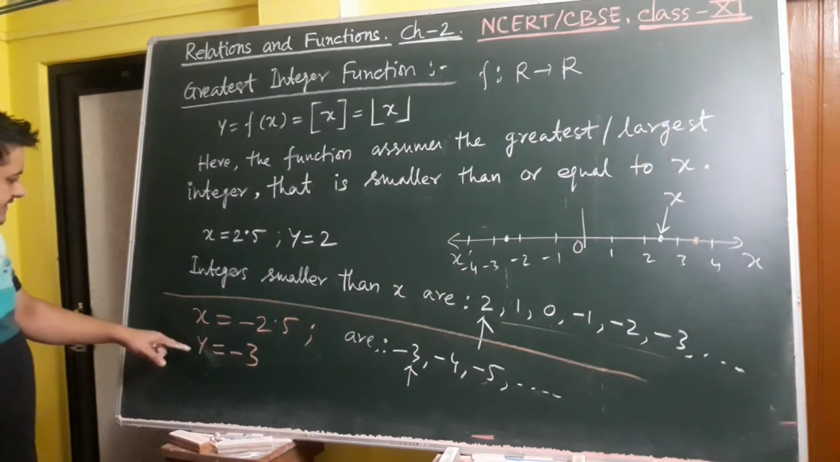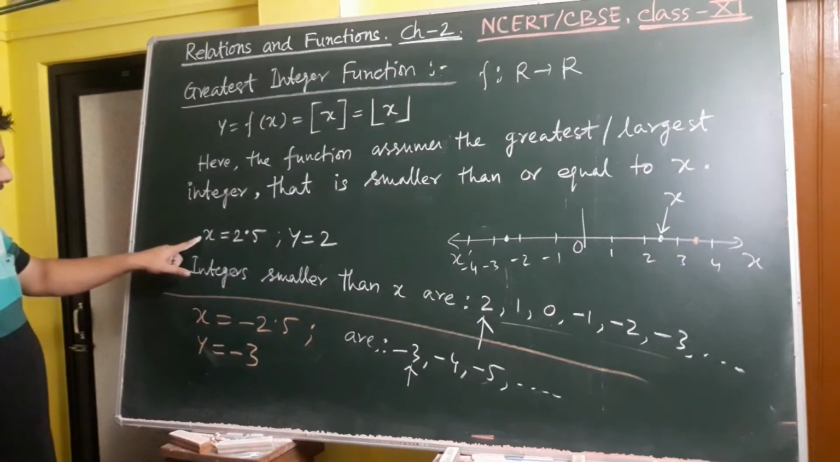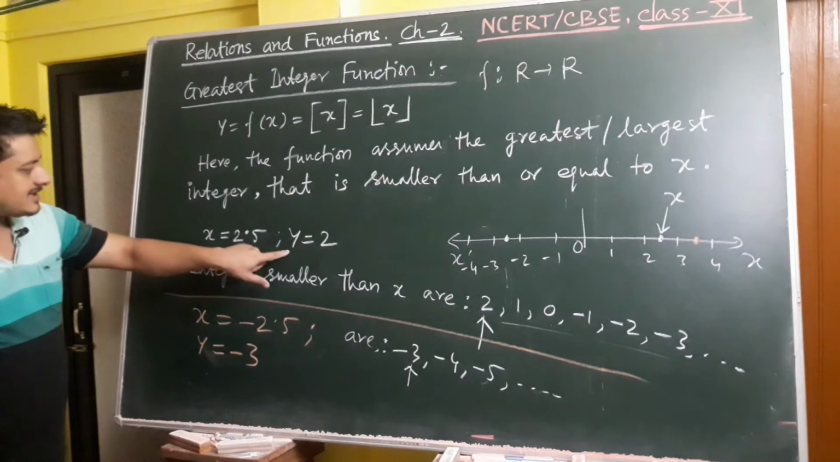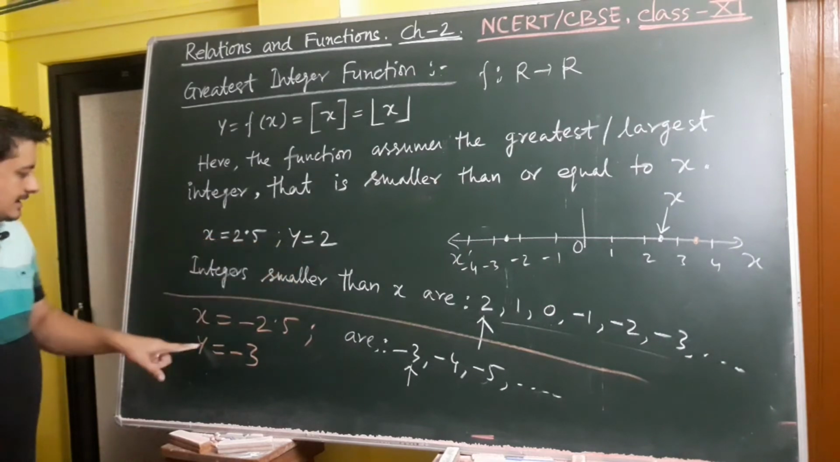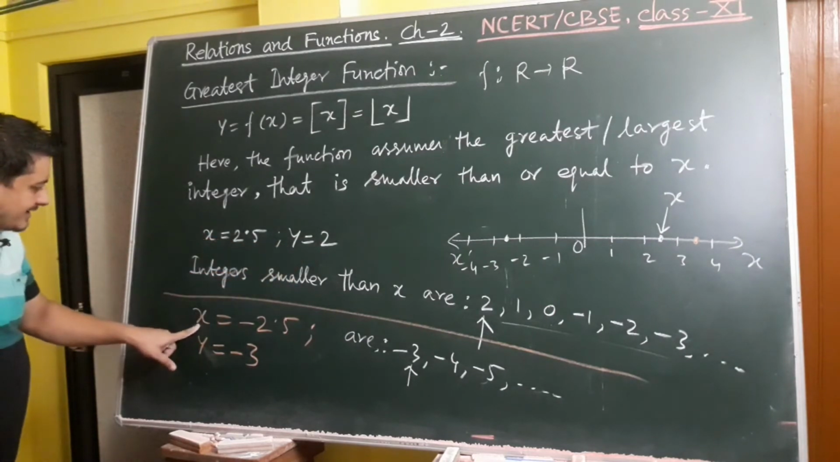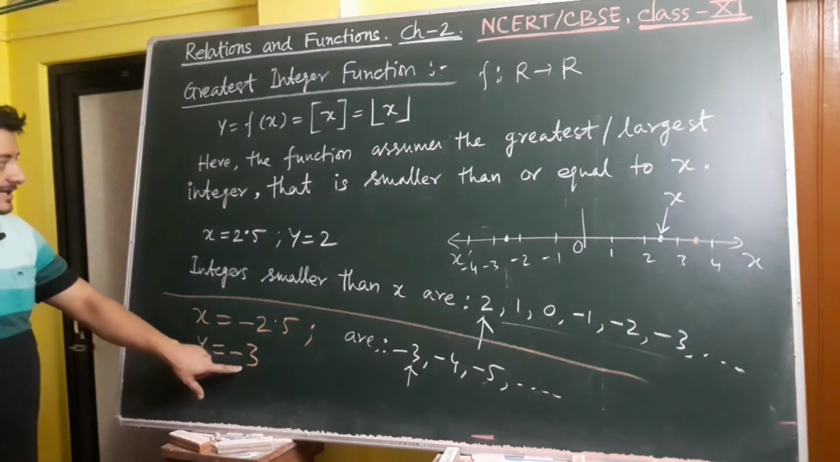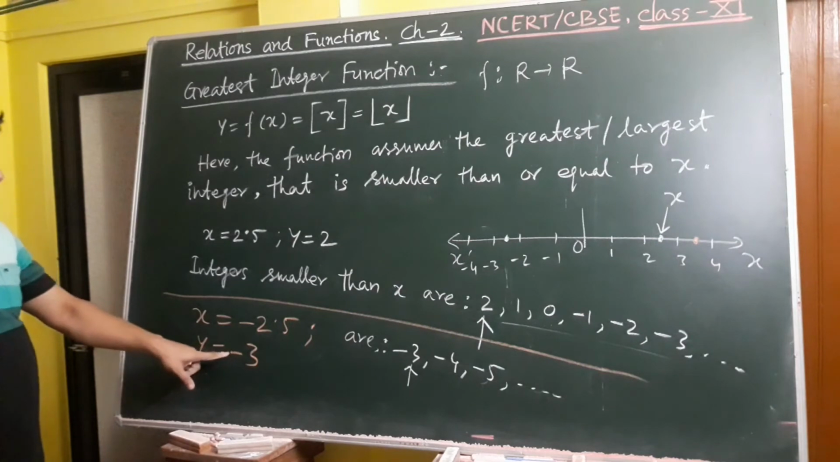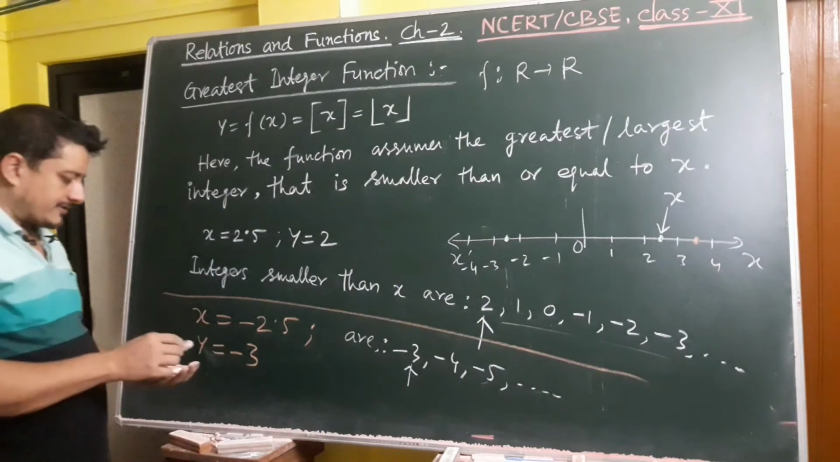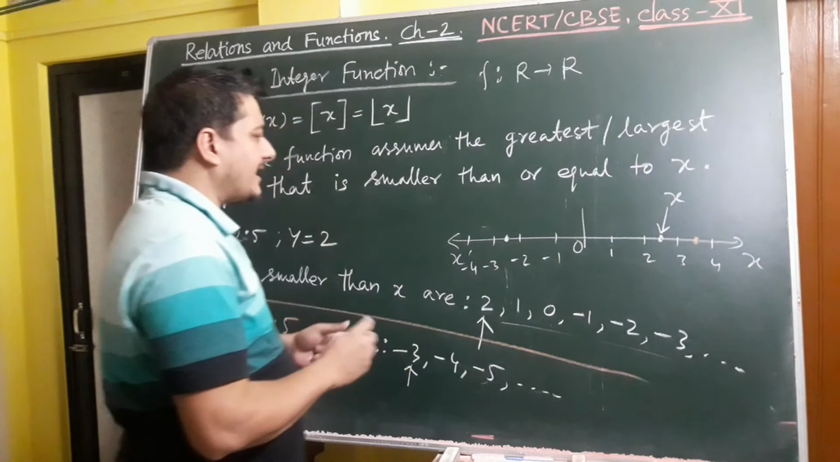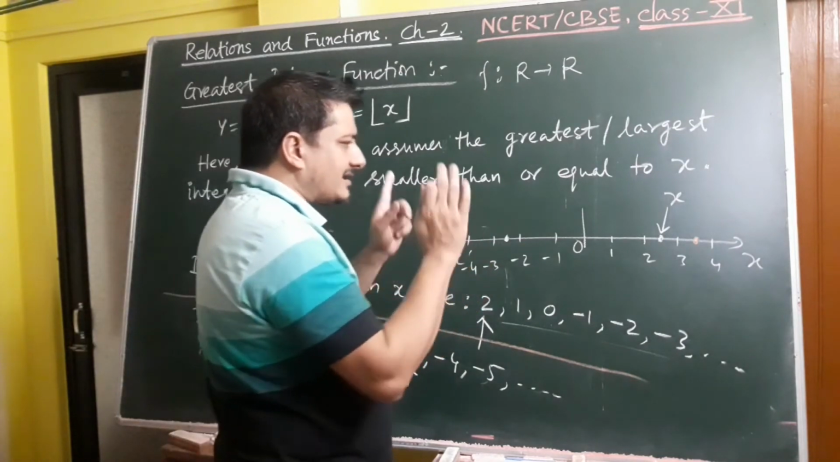Now you see the difference actually. If x is equal to plus 2.5, y is equal to plus 2. And if x is equal to minus 2.5, then y is equal to minus 3. It is not minus 2. So remember this one.